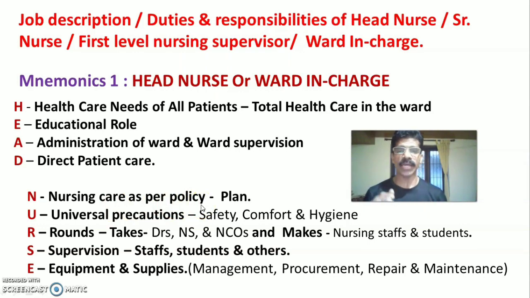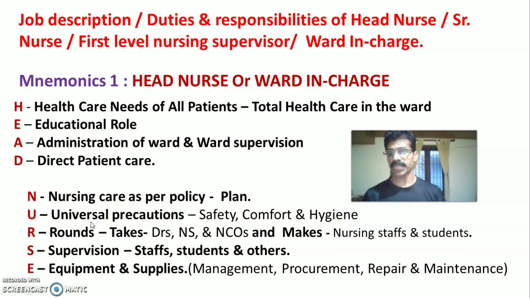So she has to plan all the nursing care process or nursing care management in the ward which is rendered by the different assigned staff. Then U stands for universal precautions, so taking universal precautions in the ward to protect and safeguard her patients. That is safety, comfort and hygiene of the total patients in the ward is the responsibility of the head nurse, or she is accountable and responsible for the safety, comfort and hygiene of all the patients in the unit or in the ward. That is universal precaution.